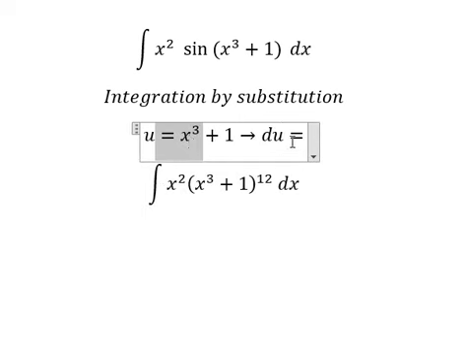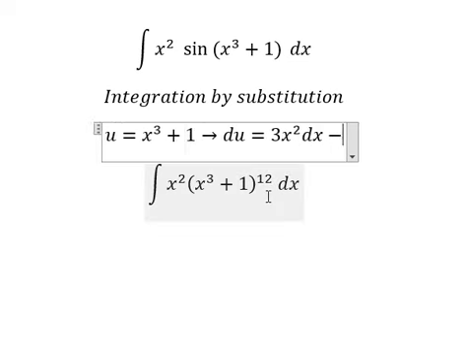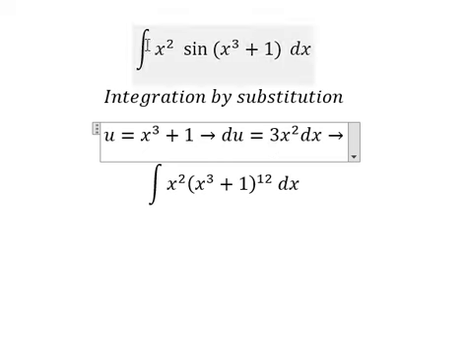This one is 3s squared. This one is the constant, so you get 0. Because we don't have the number 3, we need to divide both sides by 3.